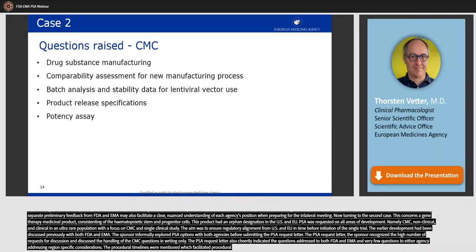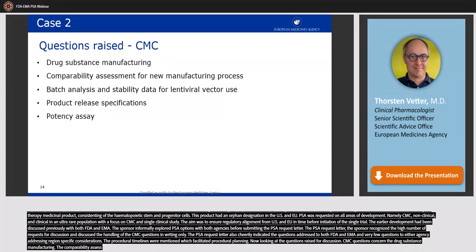Now looking at the questions raised for discussion. CMC questions concerned the drug substance manufacturing, the comparability assessment for a new manufacturing process, batch analysis and stability data for lentiviral vector use, product release specifications, and the potency assay.